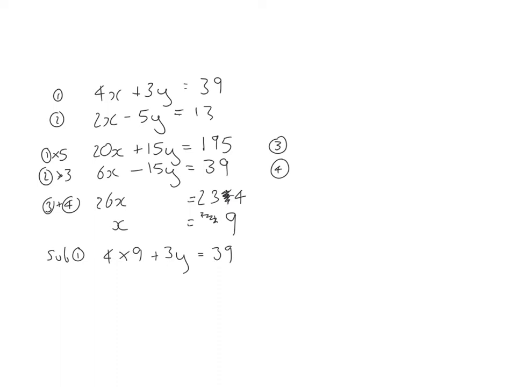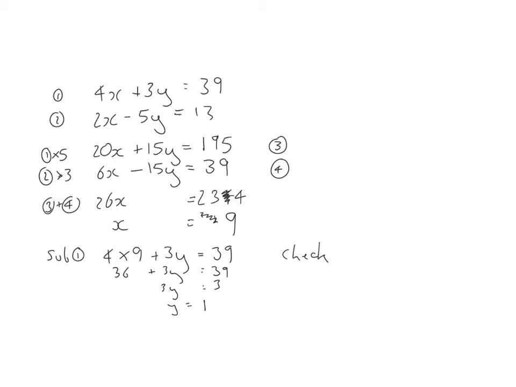4 times 9 is 36, so I've got 36 plus 3y equals 39. So 3y, take 36 away, 3y is 3, so y is 1. And if y is 1, then I can now check that that works in equation 2.